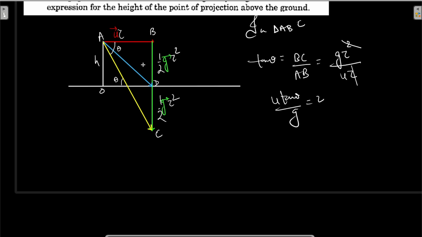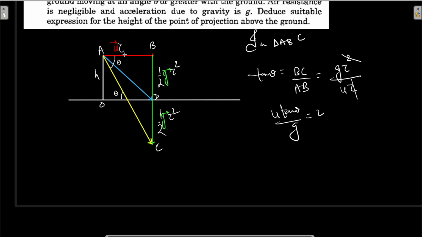Now we can see, since this is a rectangle because each of them is 90 degrees only, AO should be equal to dB. This implies H should be equal to, let's write it with blue color, H should be equal to half g tau square. So how much is this?